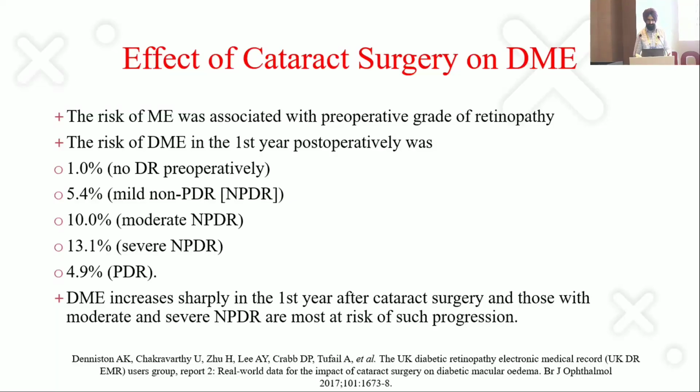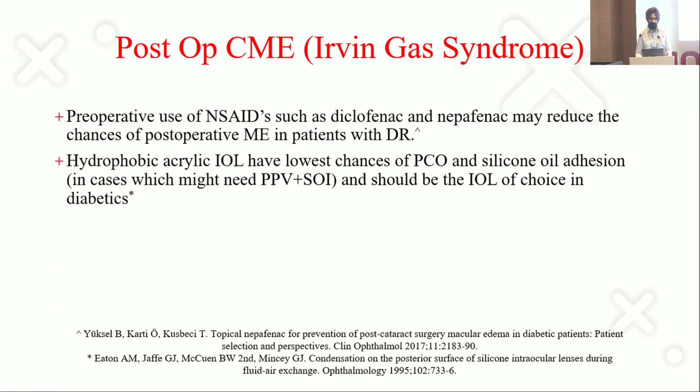Another study highlighted that the risk of DME progression was seen in almost all grades, about 1% in no DR and 5 to 13% in the various grades of DR. DME increased sharply in the first year after cataract surgery. Post-op CME chances are also higher in these patients, so pre-op use of NSAIDs may reduce these chances.